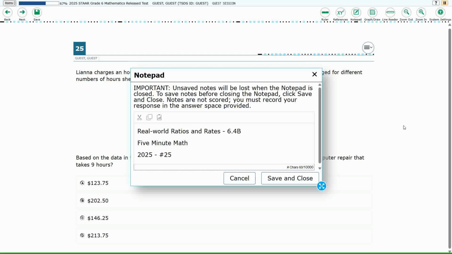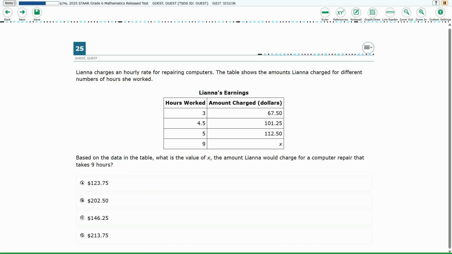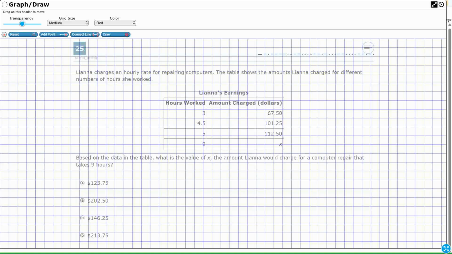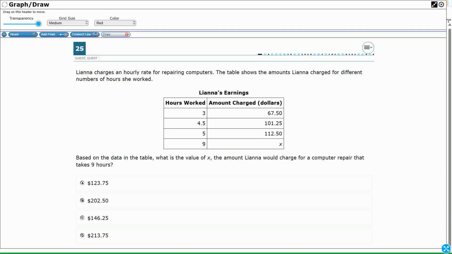Today we are looking at the sixth grade concept of real world ratios and rates. This is standard 6.4b in the great state of Texas, and we are using item number 25 of the 2025 released STAAR test. If you haven't done so already, please go ahead and take a moment to pause the video, work this problem out on your own, unpause it, and we will look at our answers together.